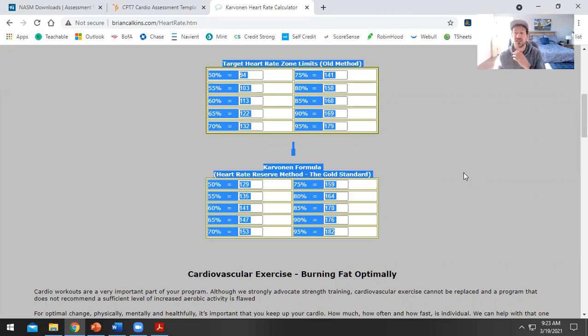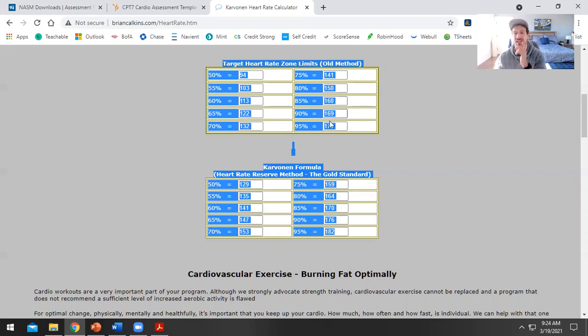But based on the performance of a resting heart rate, we can see that the 65% here is very different than the 65% here. It's 147 beats per minute. That is like 25 extra beats per minute. That is a substantial difference. And we have 75% here. That's going to go all the way to 159.